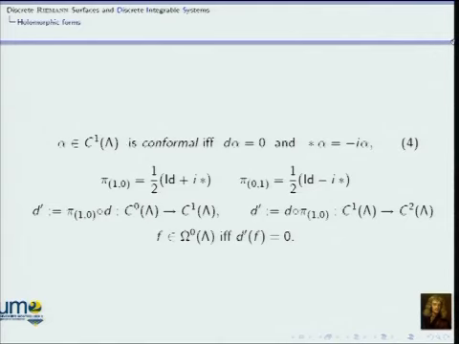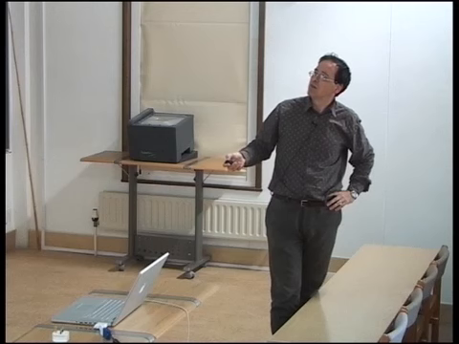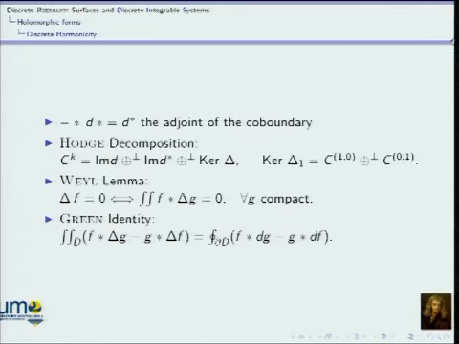What did I write here? Okay, let's forget about that. So I just summarize here things that you can prove in this discrete case. So you have the adjoint of the coboundary. You have the Hodge decomposition of forms into exact, co-exact, and harmonic ones, and the harmonic are either holomorphic or anti-holomorphic. You have a Weyl lemma, some Green identity that we as well saw in the Mieszkowski talk.